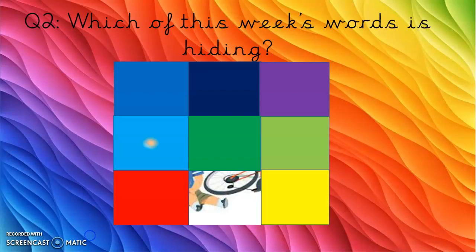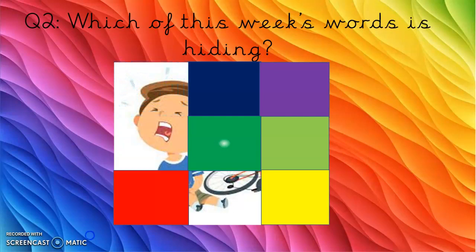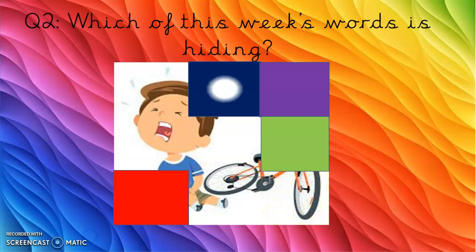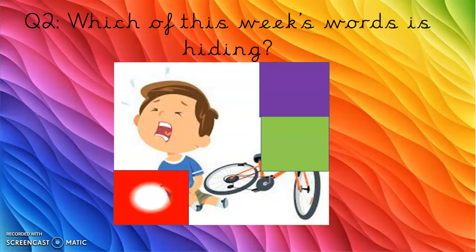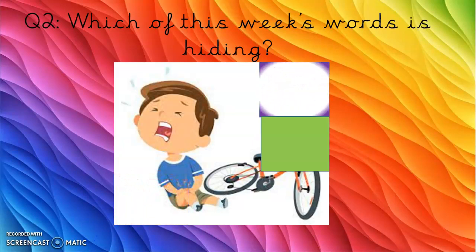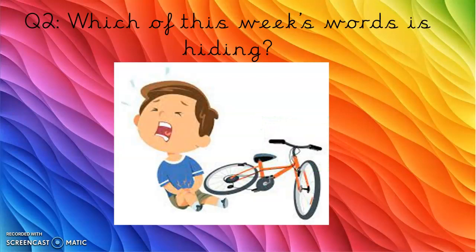I think we might get this one easily. Oh, the boy's crying. Well done if you get there before I do. What is this word? The boy has had an accident. Can you write accident on your piece of paper? There it is, accident. A-C-C-I-D-E-N-T, accident. You ready for number 3?